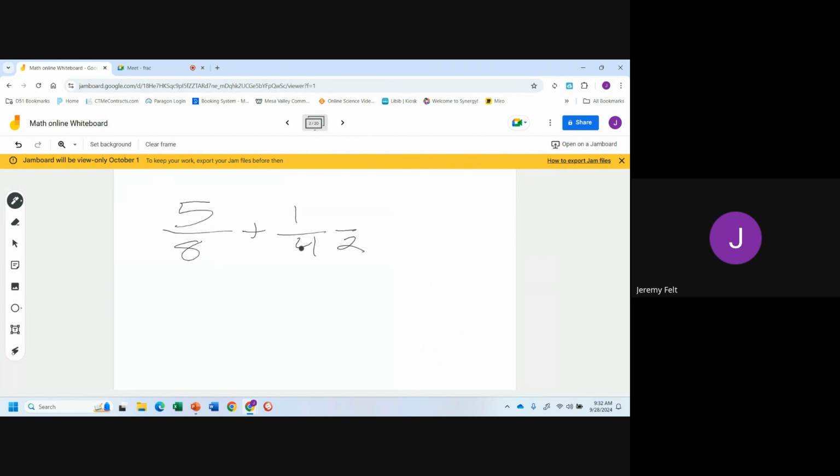Now to keep this fraction equivalent, I have to multiply top and bottom by the same number because 2 over 2 is equal to 1. So I can't just say, well, 1/4 and 1/8 are the same because they're not. So I multiply by 2 over 2. This one is already over 8, so I don't have to rename that one.